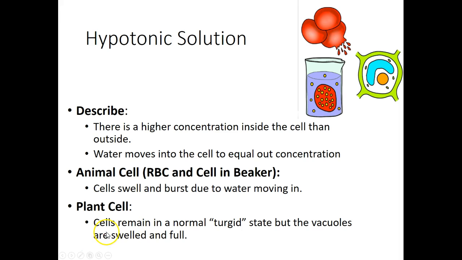In a plant cell, the cells will remain in a normal, we call that a turgid state, but the vacuoles are really huge. They are swelled and they are full. So this would be, if you go to the grocery and you try to buy celery, this would be celery that would be really stiff. It'd have plenty of water on the inside, wouldn't be wilted at all. Plants that have this condition tend to be standing up pretty tall, look pretty healthy, although they might have a lot of water within the cell itself. And that's a hypotonic solution.